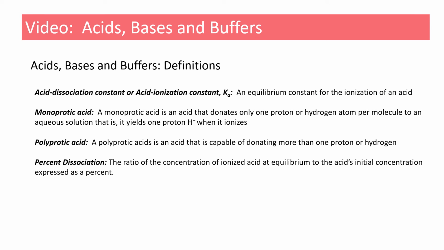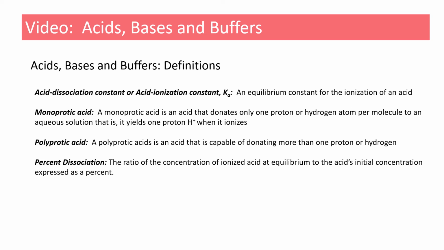Acid dissociation constant, or acid ionization constant, Ka, is an equilibrium constant to represent the ionization of an acid. A monoprotic acid is an acid that donates only one proton or hydrogen atom per molecule to an aqueous solution, that is, it yields one proton, H plus, when it ionizes.